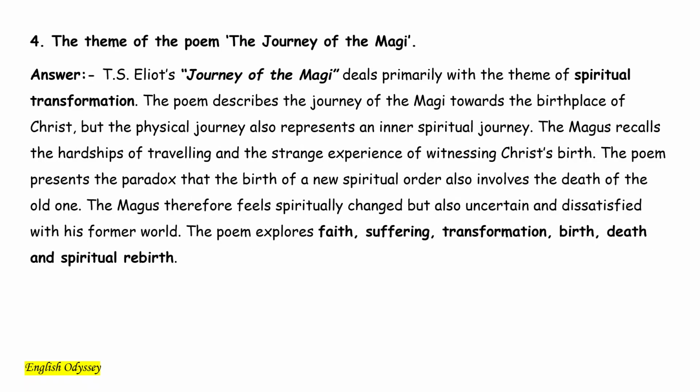The fourth short note focuses on the theme of The Journey of the Magi. T.S. Eliot presents the Magi's physical journey as a spiritual journey as well. The difficult journey leads them toward profound transformation. The poem also presents the paradox of birth and death. The birth of Christ represents spiritual rebirth, but also the death of the old religious order. The major themes include faith, suffering, transformation, and spiritual renewal.